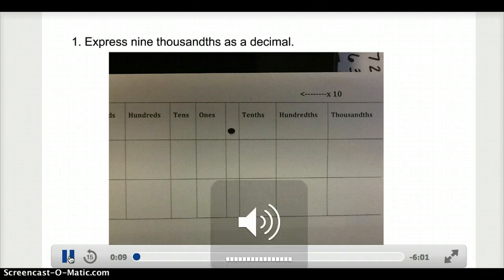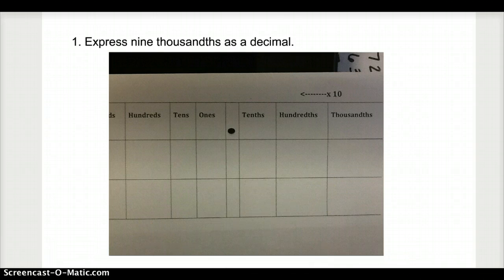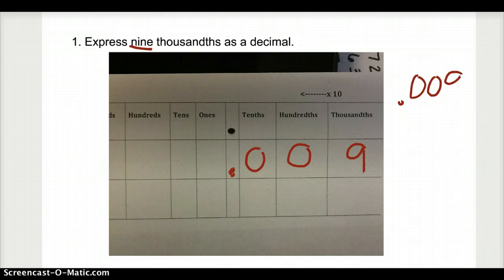A chart that we have used many times in class, and I need to show 9 thousandths as a decimal. So I look for my place value names. I have tenths, hundredths, and thousandths. So I'm going to place my digit 9 in the correct column. Make sure I carry my decimal point down, so I have that marked. And then I have 2 blank spaces. What needs to go in these blank spaces? They should be zeros as placeholders. So your answer is 0.009. We read that as 9 thousandths.